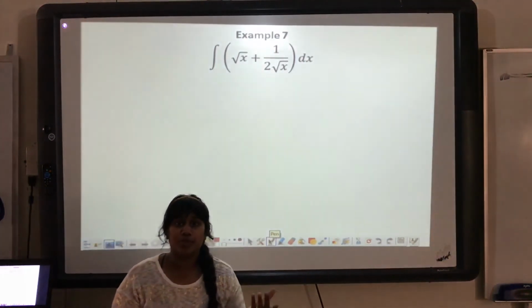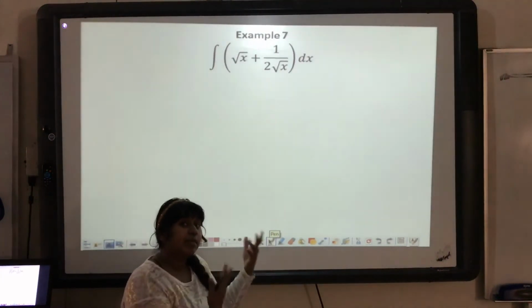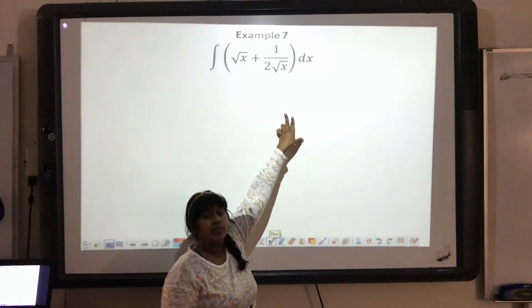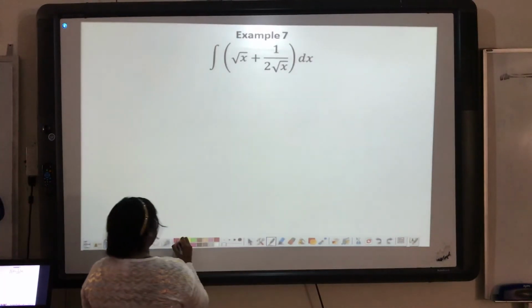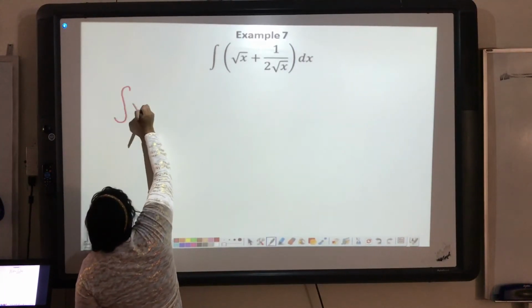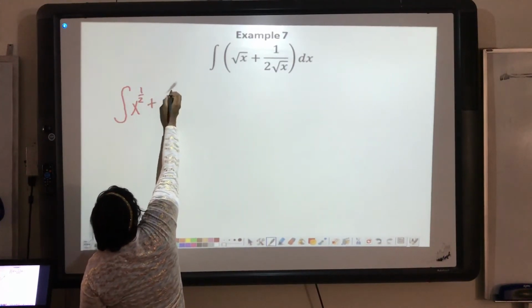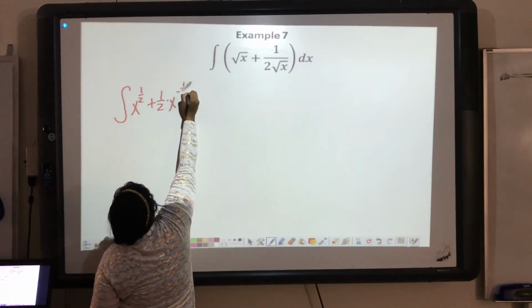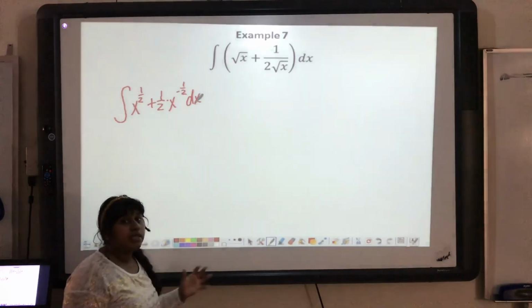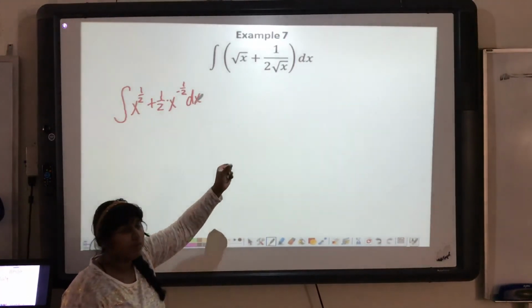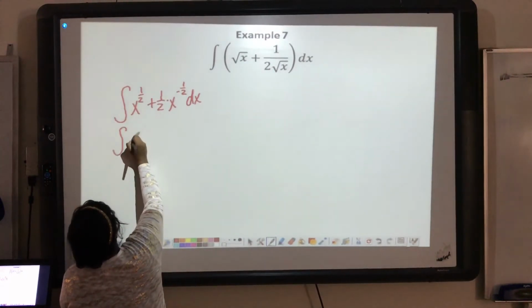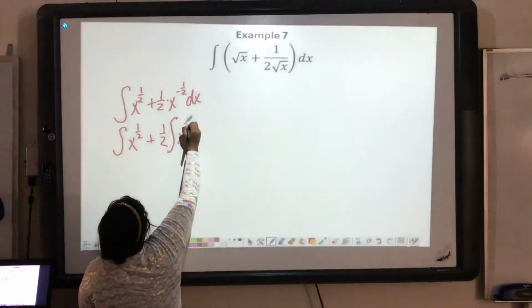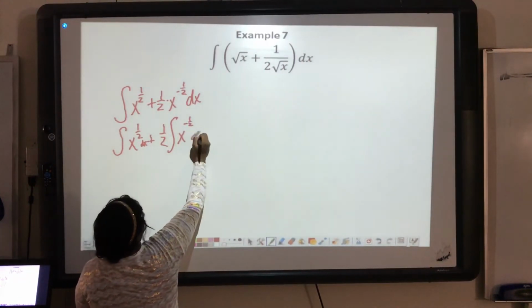So here we have more algebraic manipulation. We're going to get rid of our roots by turning it into x to the 1/2. We're going to bring this second denominator value to the top. So what that's going to look like is my integral of x to the 1/2 plus, and I'm going to bring that 1/2 to my coefficient, 1/2 times x to the negative 1/2 dx. Now here we're actually going to do a sum and difference so that you can see what that looks like. This would be the same as the integral of x to the 1/2 plus 1/2 times the integral of x to the negative 1/2. I forgot my dx's, sorry.